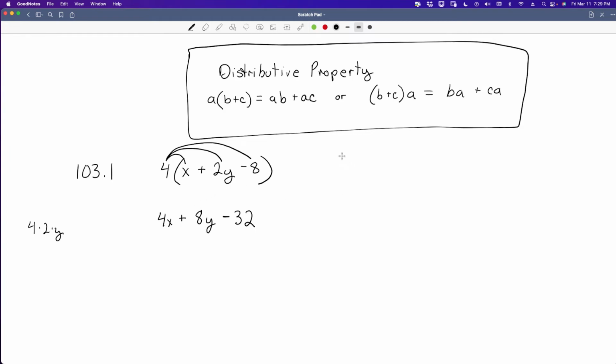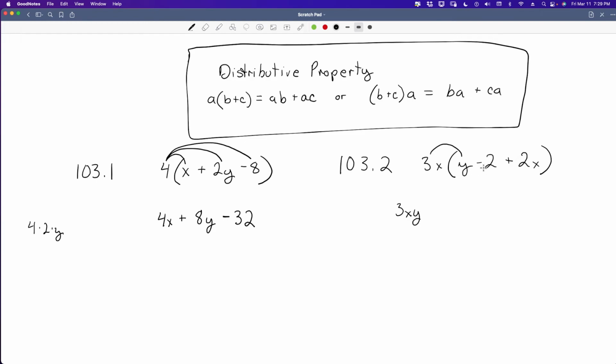Let's try another one. Let's do 103.2. And here is that problem. So we have 3x times y minus 2 plus 2x. First we start off by seeing we have a 3 and an x. We have a coefficient and a variable that we're multiplying. So let's start with the very first term, 3x times y. So 3x times y just looks like 3xy.